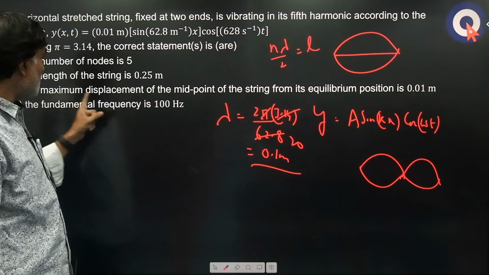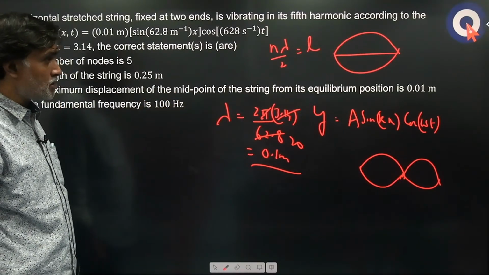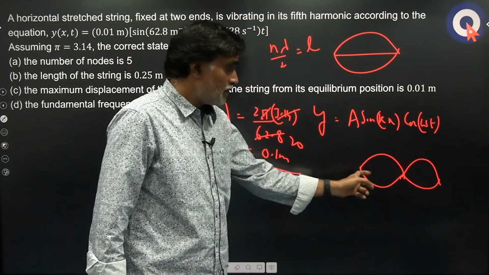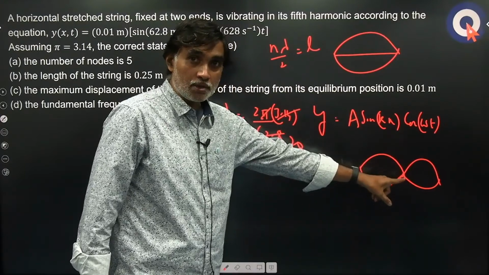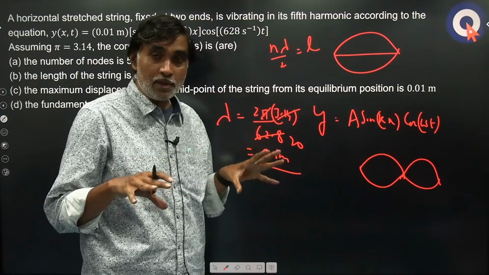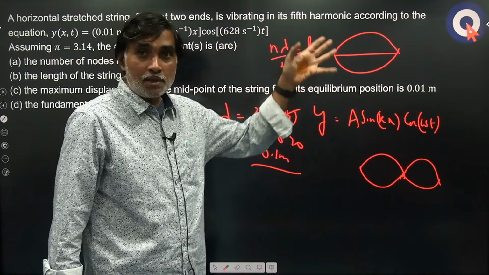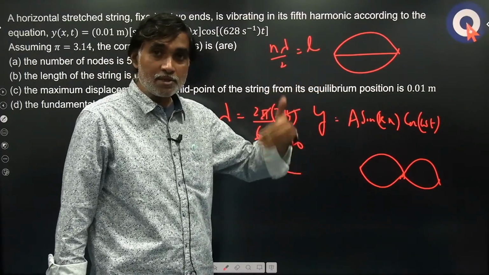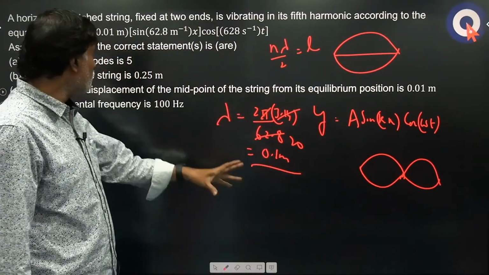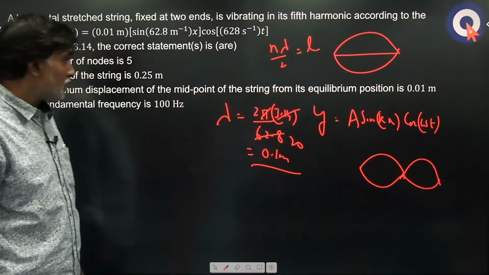Next, the maximum displacement of the midpoint of the string from its equilibrium position is 0.01. That is nothing but amplitude. If it is 2 loops, even number of loops, then midpoint is node I'll get. If it is odd number of loops, then midpoint is antinode. So because it is 5 loops, then midpoint is an antinode. What is its maximum displacement? It is maximum amplitude. Antinode means. Okay. So what is maximum possible amplitude is 0.01. So that is also correct.